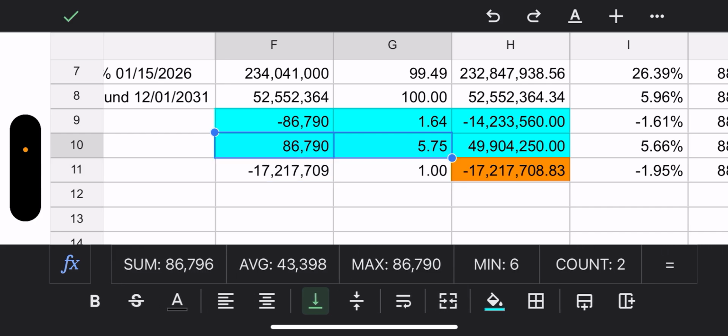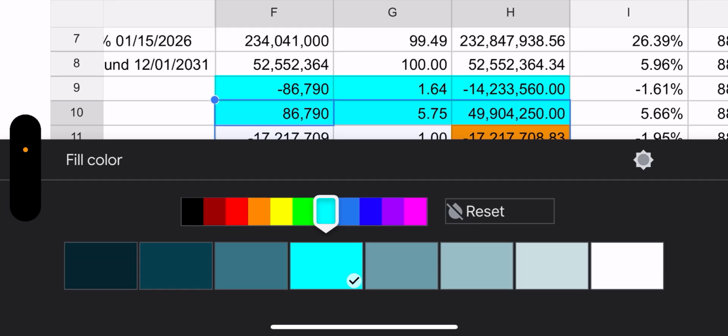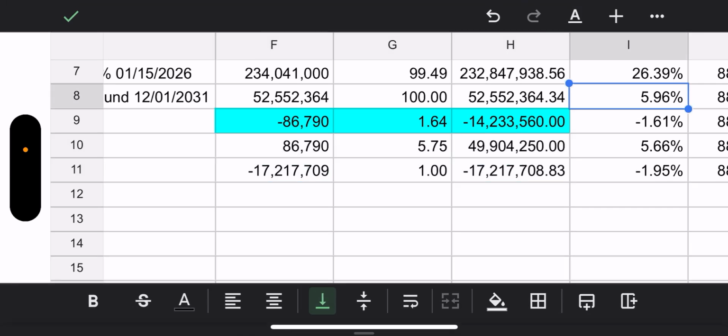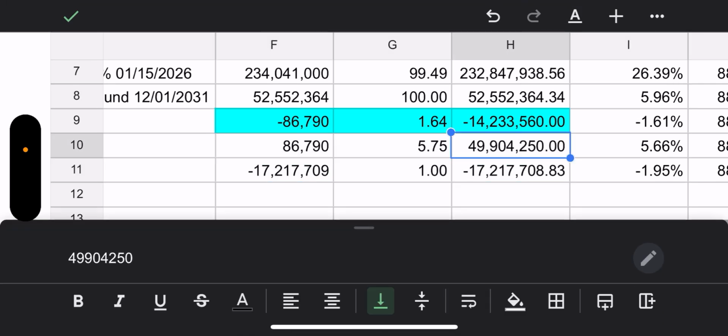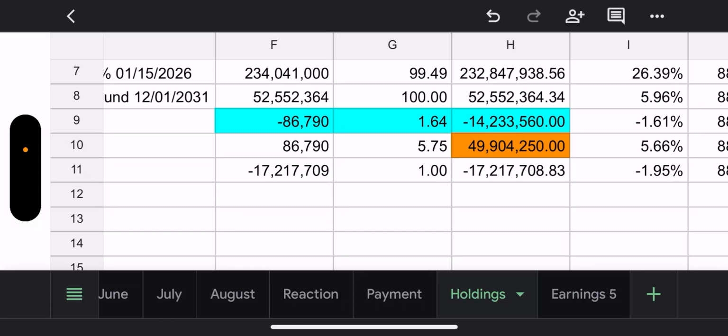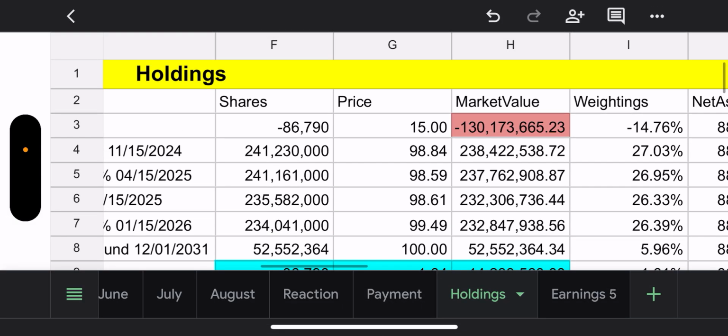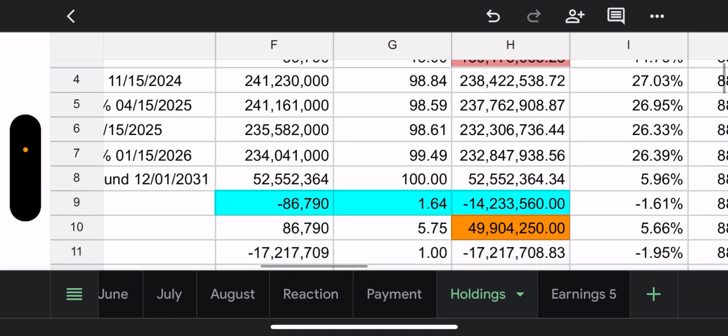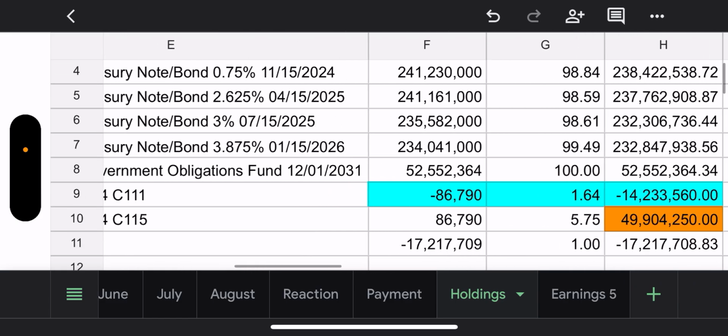All right, so let me unhighlight this. You make this white, and then you make the 49 mil. This is the call, right? So the call is worth 49 mil. That makes a little more sense. And then the put is 130 mil to close. Everything in between, treasuries, notes.